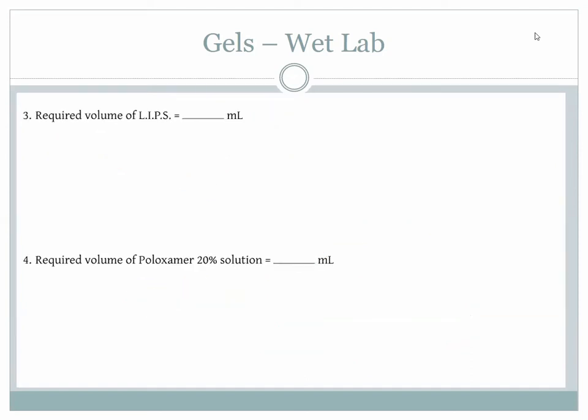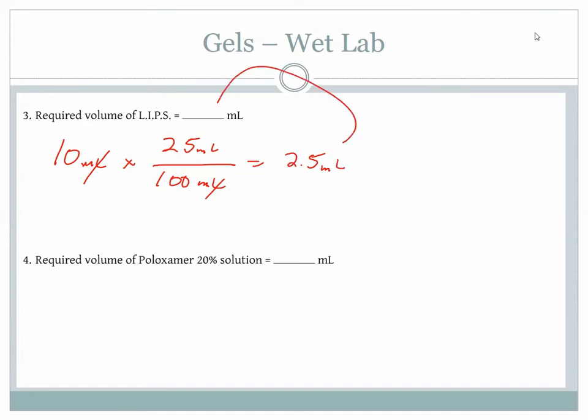All right, let's keep going. They're not any more difficult than this. So we said the lips is a 25% volume per volume. So tell me how many milliliters of lips do we need? No, not 2.5. So I got 10 milliliters of my gel times 25 milliliters of lips per 100 milliliters of gel. That gives me a total of 2.5 milliliters of lips.